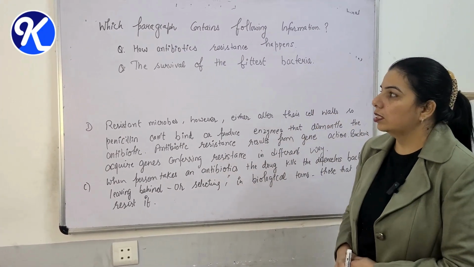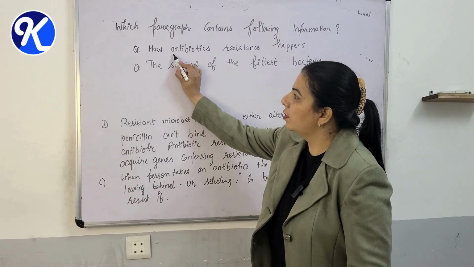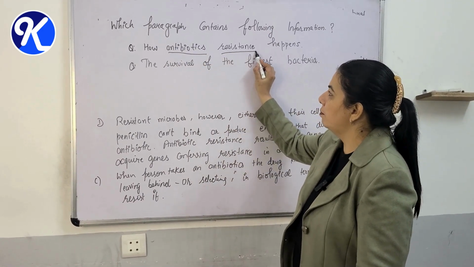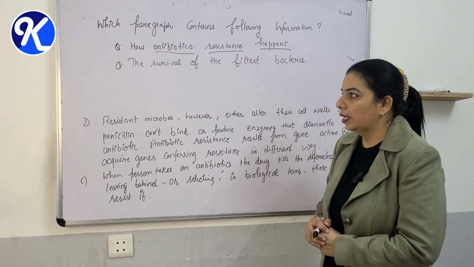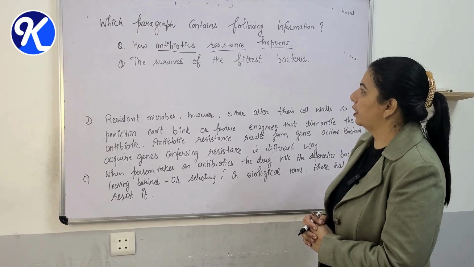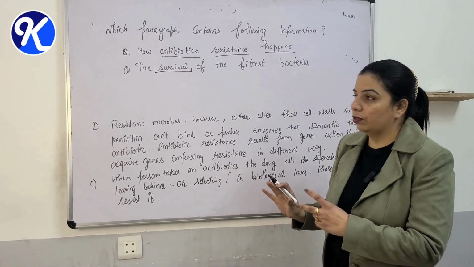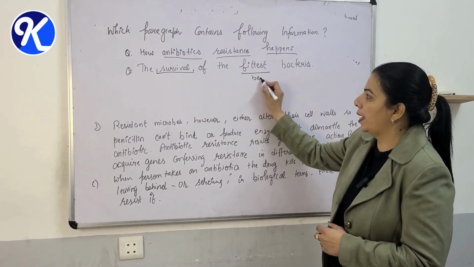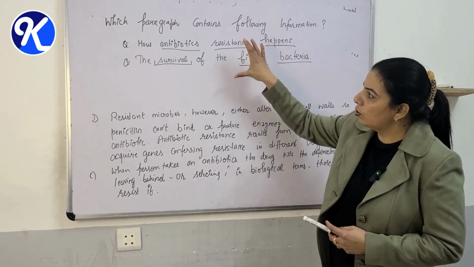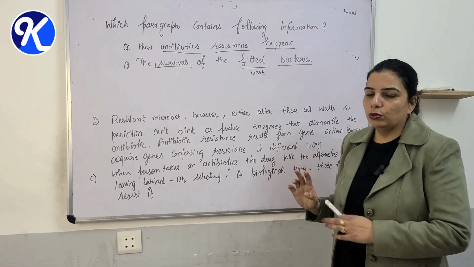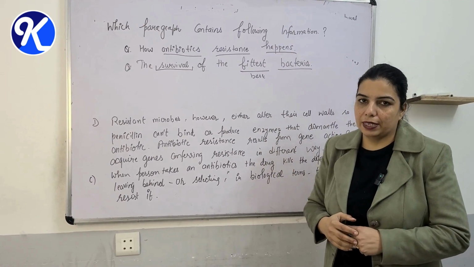The very first question is how antibiotic resistance happens. In this, my first keyword will be antibiotics, second will be resistance, and third will be happens. As I told you, minimum three keywords. In the next question, the survival of the fittest bacteria. Survival means remaining alive. Fittest means best, and bacteria means any single cell life. So these are the two questions. I'm just taking example of two. Wherever the keywords will be there in any paragraph, I will pick up that as an answer.